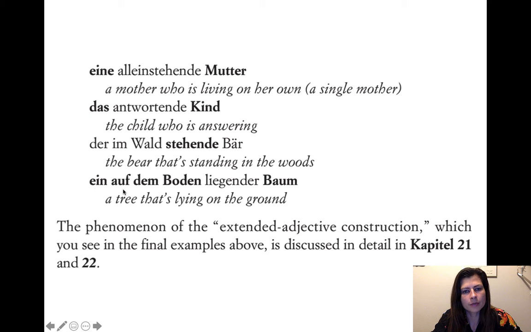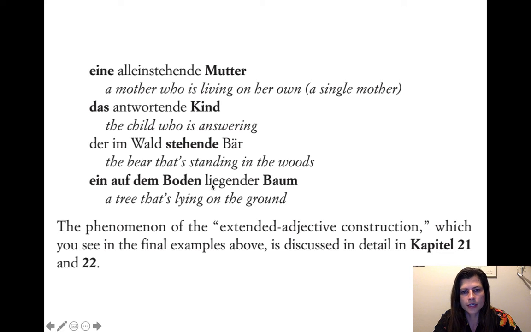And then auf einem Boden liegender Baum, a on the ground lying tree. So we couldn't say it with quite that word order in English, but you just change it to a tree that is lying on the ground. So you can insert, these two just have prepositional phrases, but you could insert any number of things. They could get quite long.